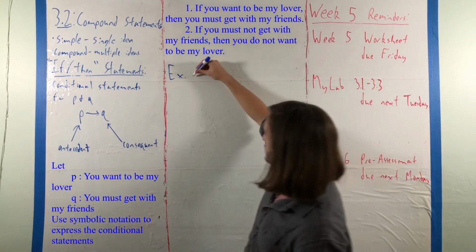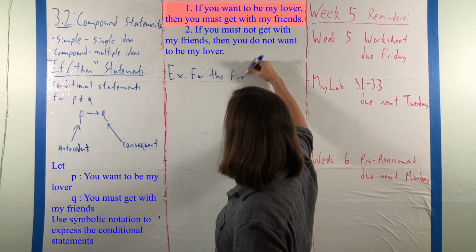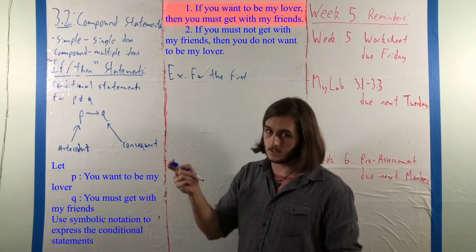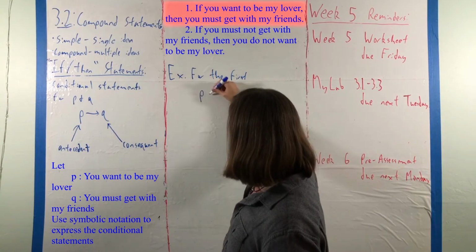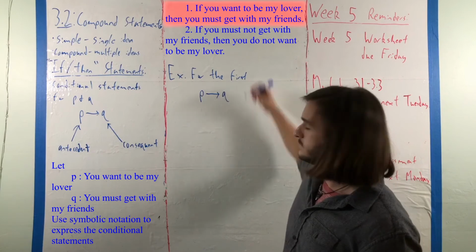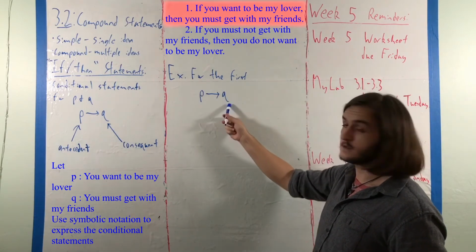what we can do is think about these in terms of antecedents and consequents, in terms of if-then conditional statements. So, for the first, the statement reads, if you want to be my lover, so if P, that means P goes first, then you must get with my friends, Q. So for the first, we have if P, then Q.